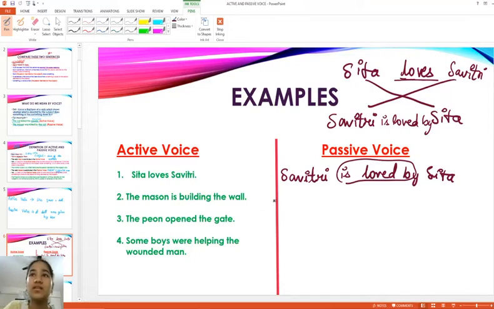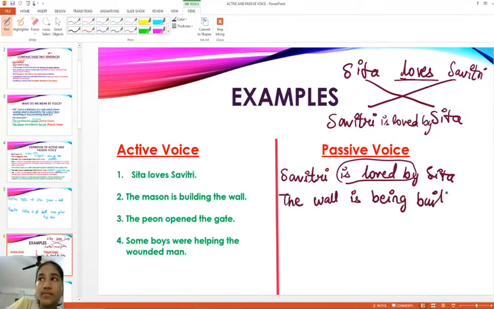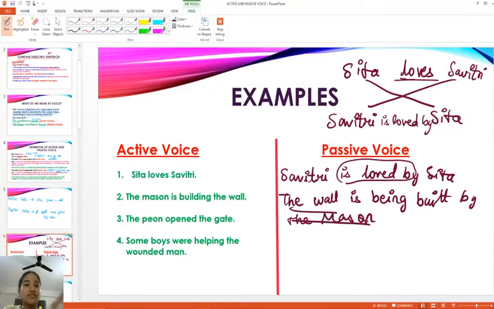The mason is building the wall. The wall is being built by the mason. For now, you just notice how we have interchanged the subject and the object.